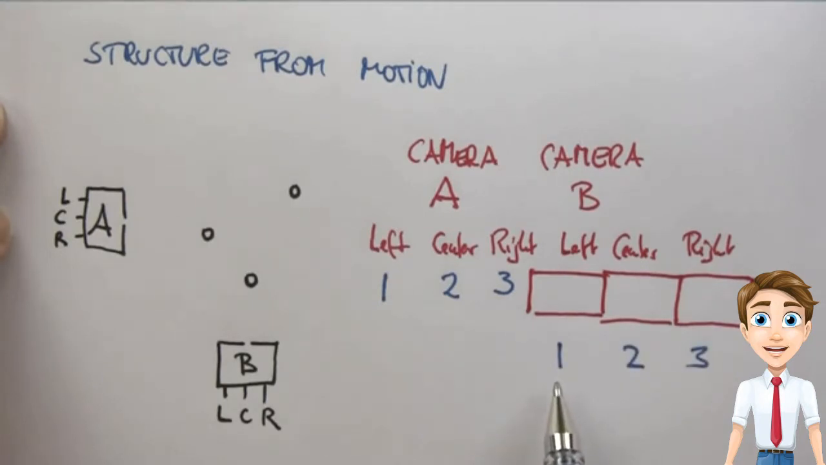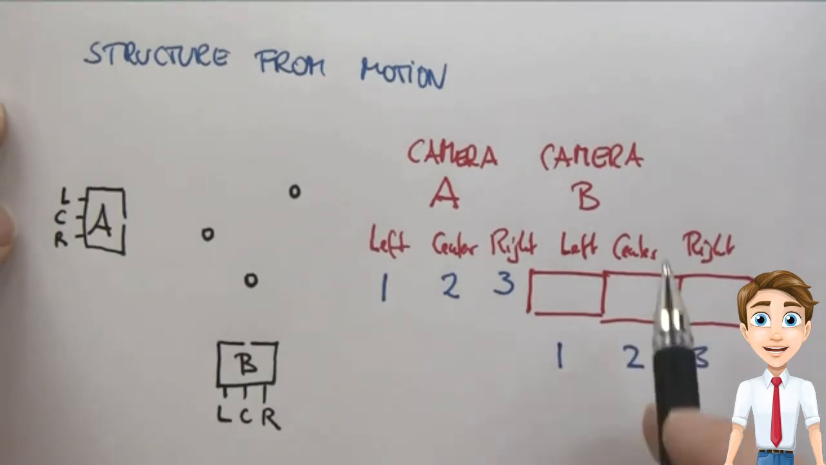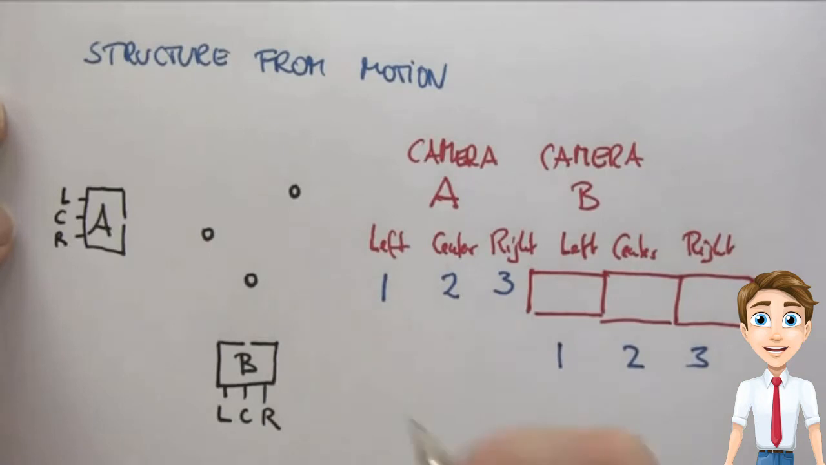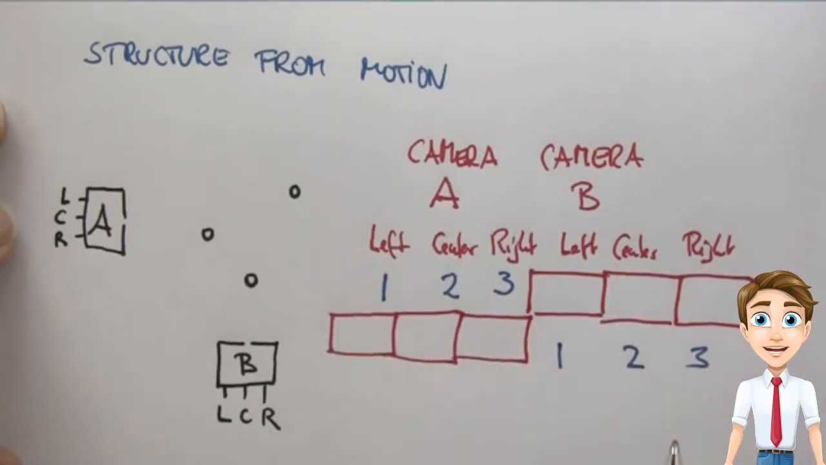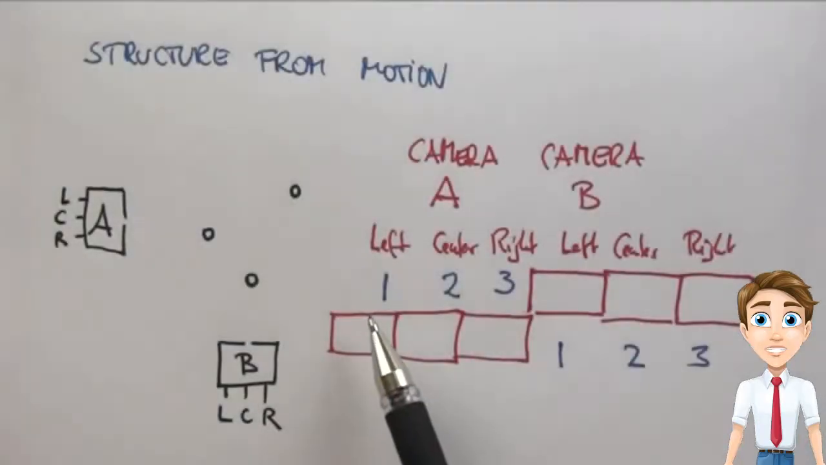And for a different configuration, let's now assume we get to see 1, 2, and 3 in camera B, and we care about the feature indices we see in camera A that correspond to those features over here. So let's study the first case.